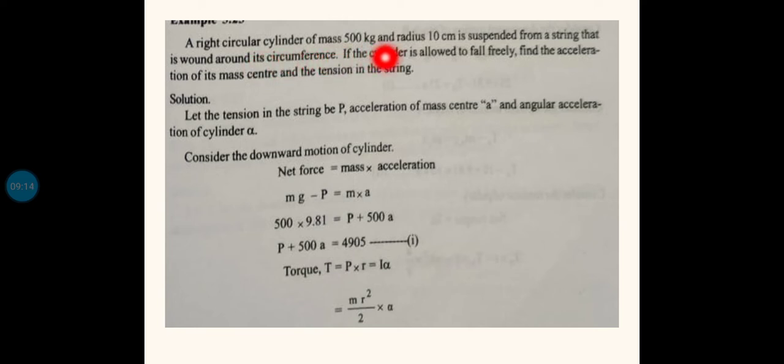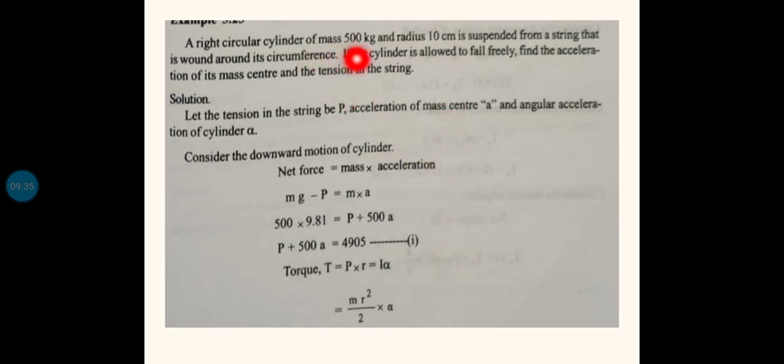A cylinder has mass 500 kg and radius 10 cm. Some string is wound around it, and the cylinder is suspended from one end of the string. Due to the weight of the cylinder, the string will unwind and the cylinder will fall downward. That is what is actually happening.